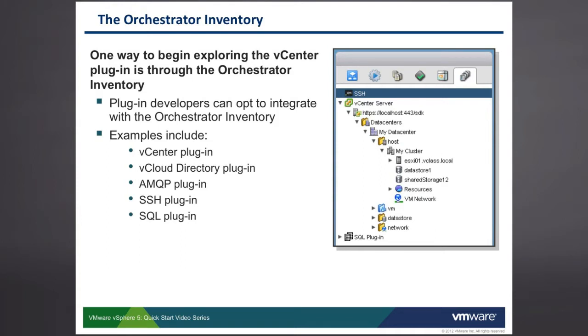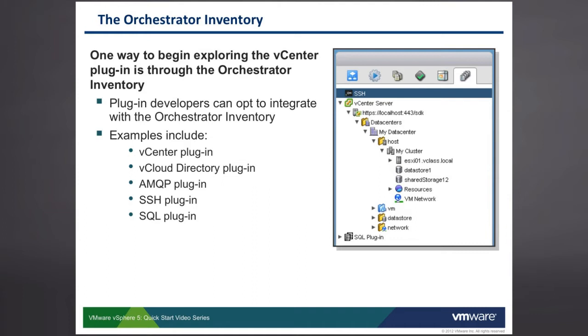Another tool that's available to Orchestrator developers to help you better understand the vCenter plugin is a tool called the Orchestrator Inventory. Like the API Explorer, the Orchestrator Inventory is also accessible through the Orchestrator client. In the Orchestrator client, if you select the design view, you'll see the same 6 tabs we've seen previously in the videos before this one, but the rightmost tab is where you go to see the Orchestrator Inventory. Now, any Orchestrator developer that develops a plugin can choose to integrate their plugin into this inventory view. In the screenshot, we can see that the SSH plugin, the vCenter server plugin, and the SQL plugin have all integrated into the Orchestrator Inventory.